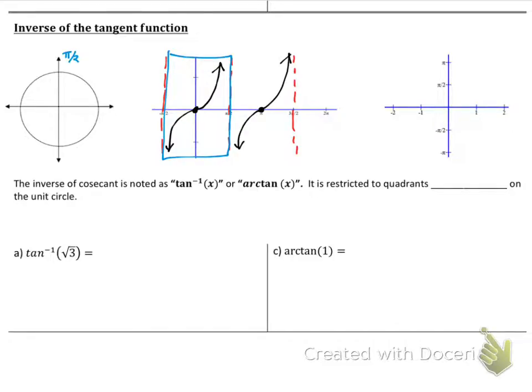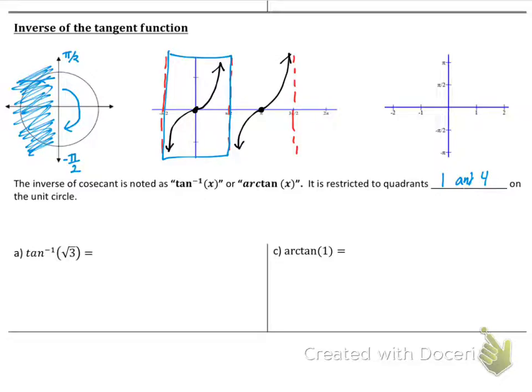Pi over 2 is up here. Negative pi over 2 is over here. So we're talking about quadrants 1 and 4. This goes along with sine inverse and our cosecant inverse. So that means I'm stuck in quadrants 1 and 4.